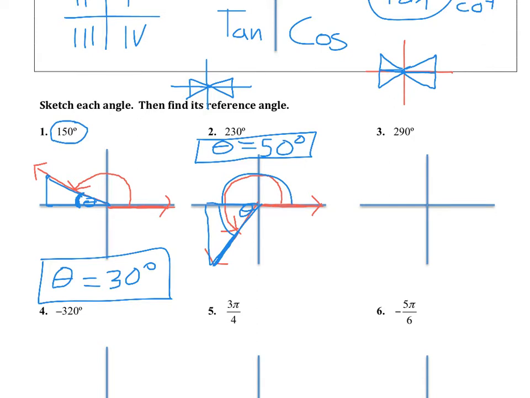Alright, on number 3, we're going to be in quadrant 4. Start with the initial side. Rotate 90, 180, 270. Looks like we need to go 20 more.